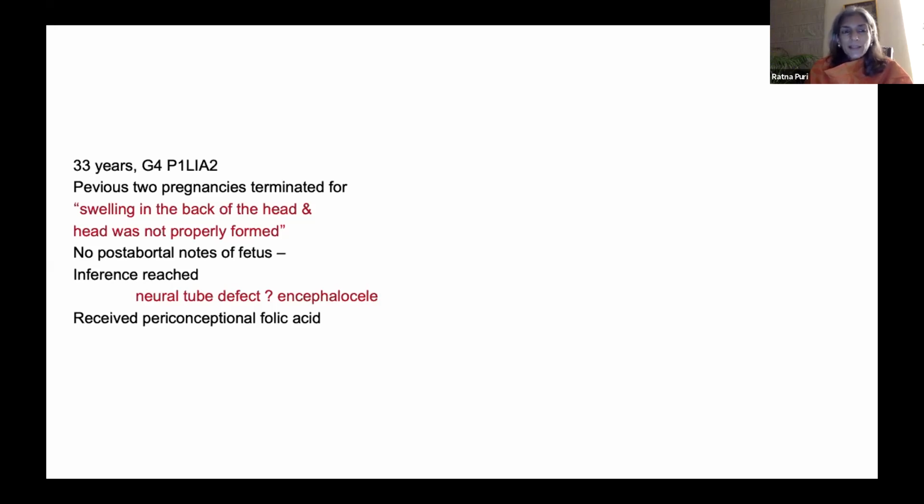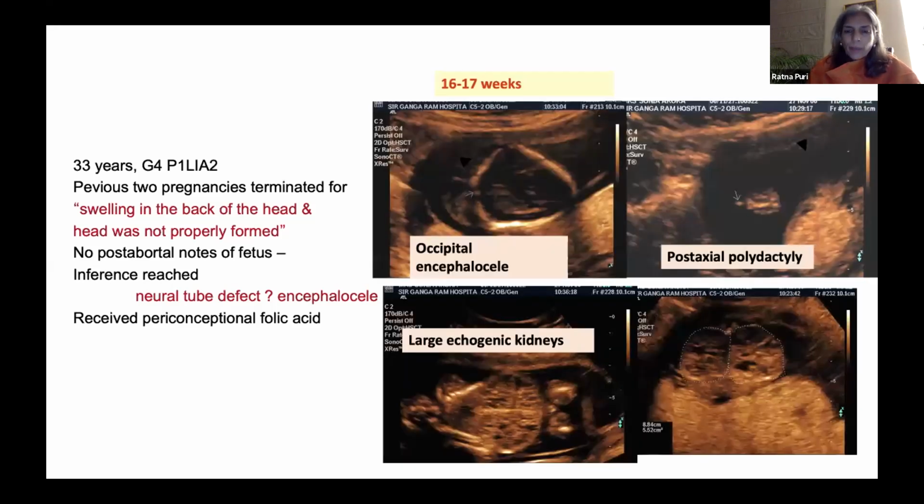So this was a lady, 33 years old. 2 pregnancies had been discontinued, and she came again in the 4th pregnancy, where that's all the notes said. Swelling in the back of the head, and the head was not properly formed. Was it an encephalocele? Was it an anencephaly? There were no further post-abortal notes detailing the phenotype once the baby was expelled. So we really didn't know what we were dealing with. And in this pregnancy, the lady had received periconceptional folic acid.